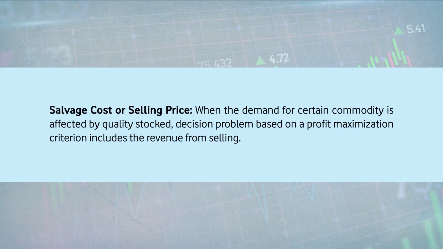Salvage cost or selling price. You understand shortage cost and stock out cost. Now coming to the salvage cost or selling price. When the demand for a certain commodity is affected by the quality stocked, meaning the quality is not maintained, the decision problem based on the profit maximization criterion includes the revenue from selling.